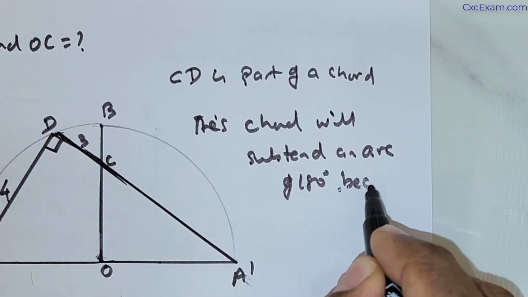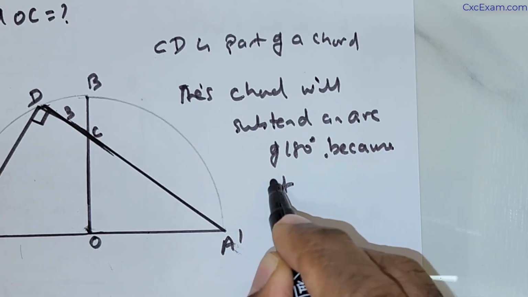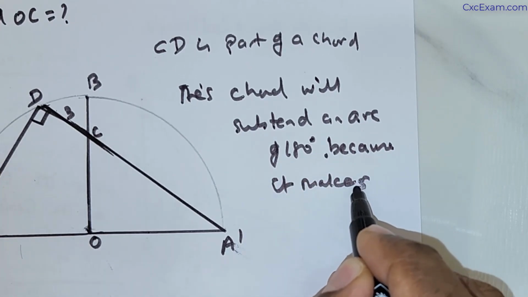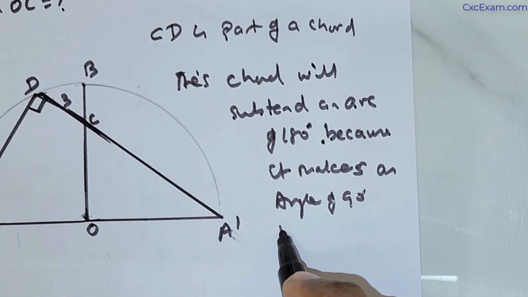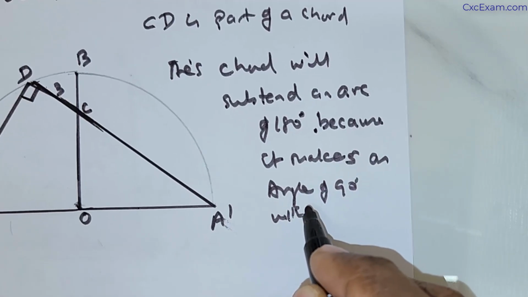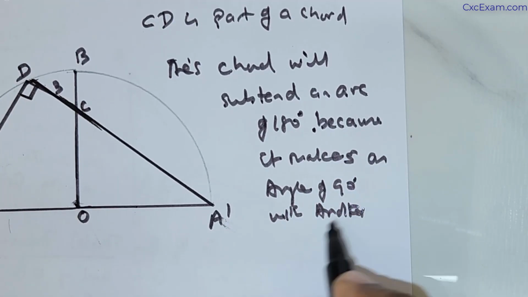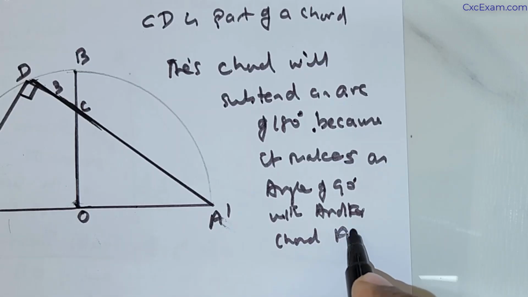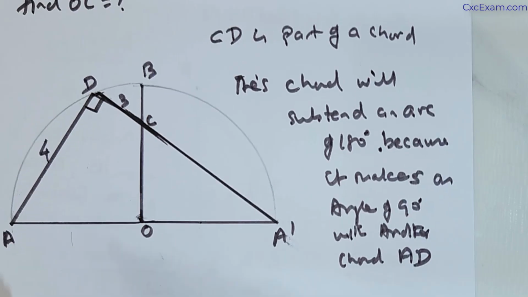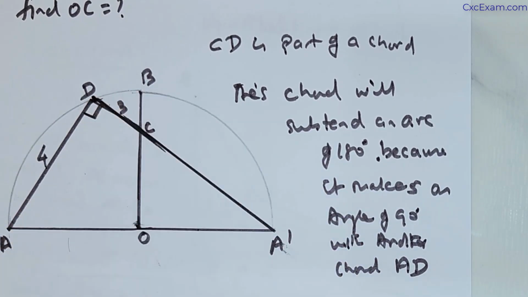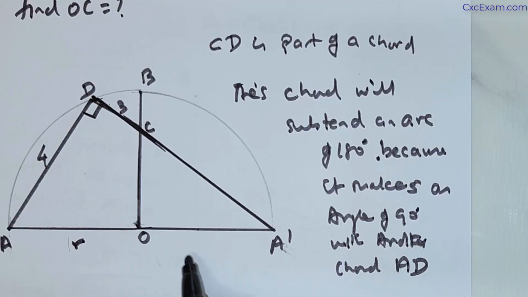Because what is the reason? Because it makes an angle of 90 degrees with another chord, AD. So that is the all important property that will come in handy. Okay, so this is the point D. So with that being said, if I were to take this as R, this is also going to be R.